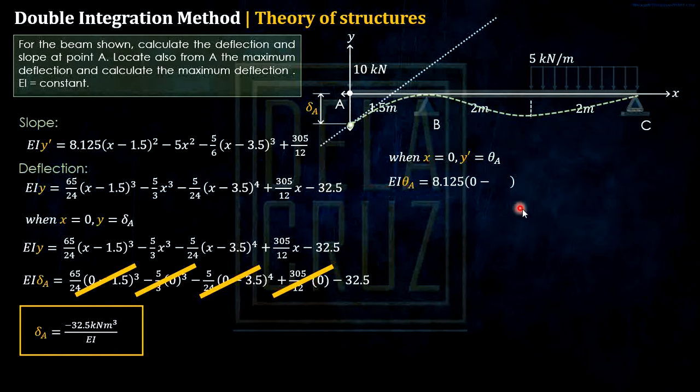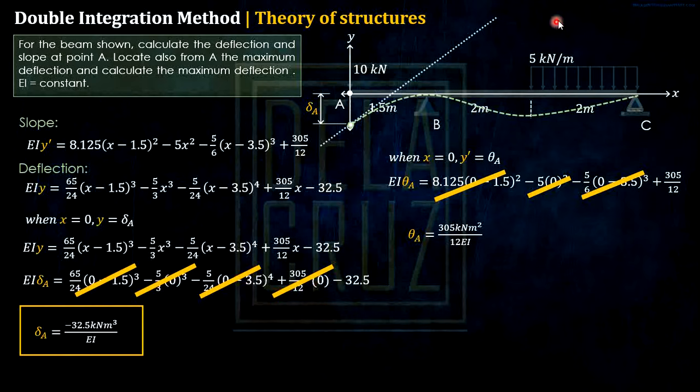Substitute again. Tingnan niyo, hindi pwedeng mag-negative, diba? So, negative 2, that will be cancelled out. Ito rin, and of course, ito rin. And as you can see, the slope at A is positive 305 over 12. Positive because that is going upward yung ating tangent line. If that will be negative, meaning yung tangent line natin will be downward. That is the sign convention of the slope, diba? If going up yung ating line, that will be positive.